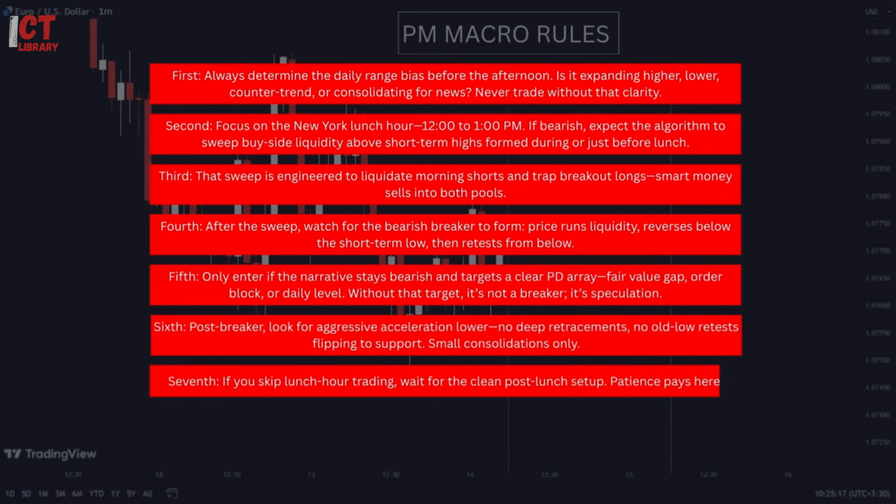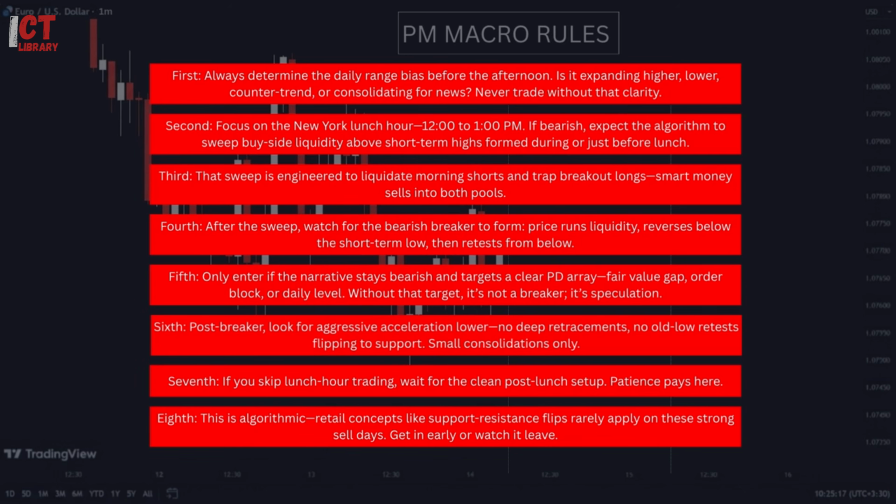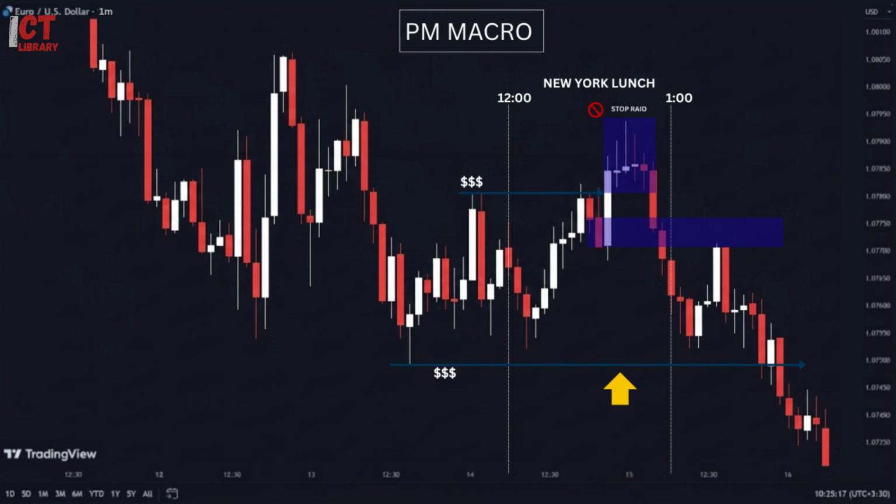Seventh, if you skip lunch hour trading, wait for the clean post-lunch setup. Patience pays here. Eighth, this is algorithmic. Retail concepts like support and resistance flips rarely apply on these strong sell days. Get in early or watch it leave. Master these eight rules, and the afternoon session becomes one of your highest probability windows.